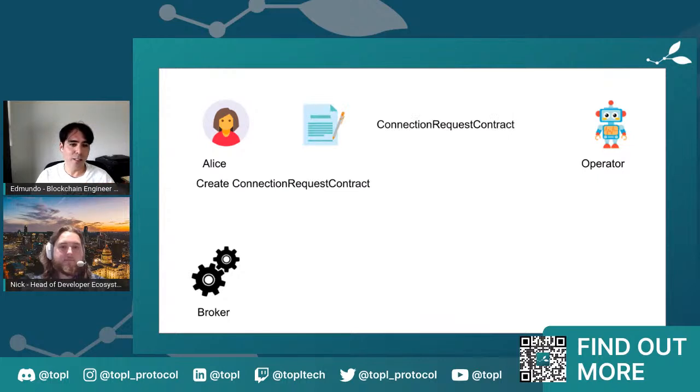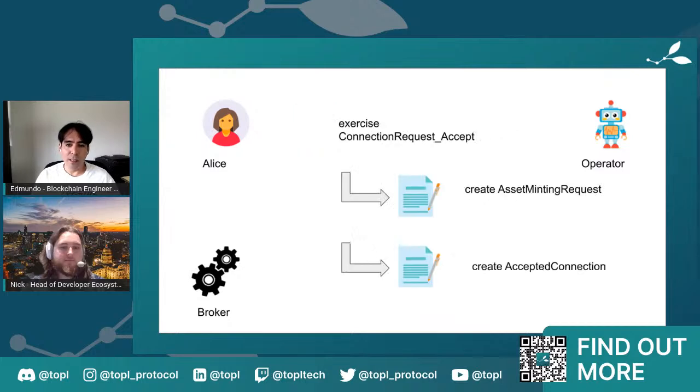At the beginning, Alice will create a connection request contract. The operator will see that contract and will exercise its choice to accept that connection. When the operator accepts that choice, in the contract we specify what will happen, and these arrows represent what will happen. We will create an asset minting request, which is a new contract, and we will also create an accepted connection contract.